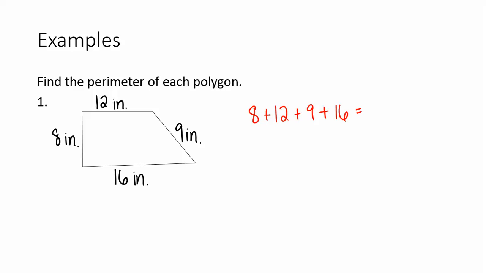So 8 plus 12 plus 9 plus 16 is 45, and perimeter is just in the units, so 45 inches. We don't square them or anything like that, like we do with area.